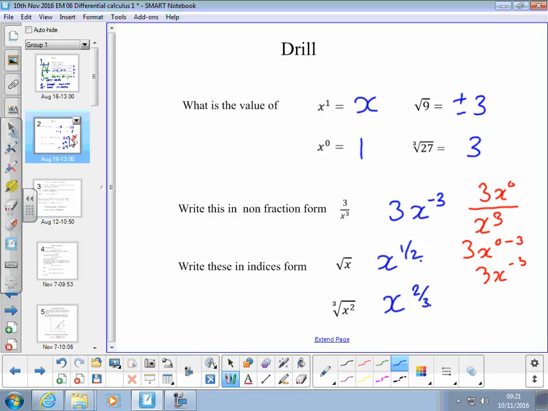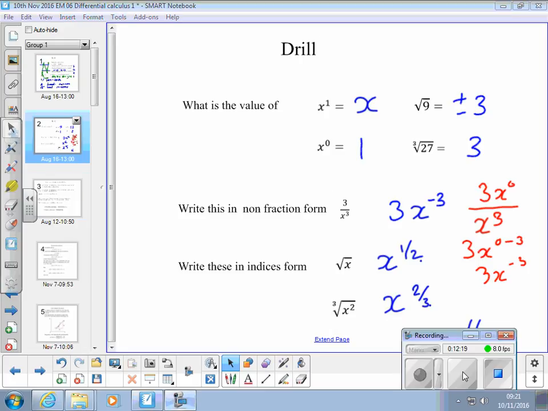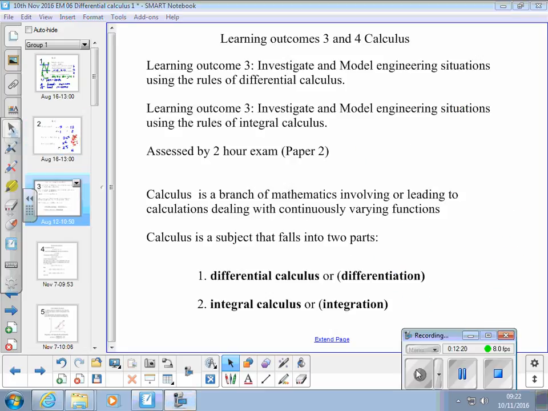So that's another 1, 2, 3, 4, 5, 6, 7, 8 points. So the maximum you get is 16. Who got 16? Anyway, moving on. Learning outcome 3 and 4, calculus.